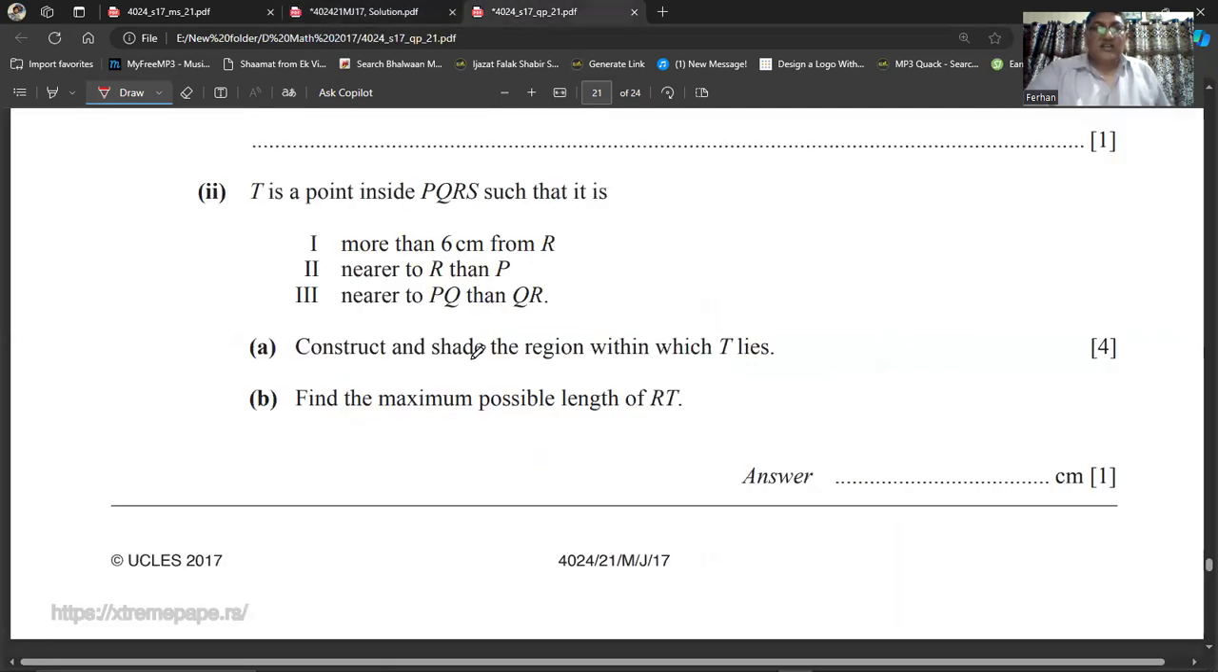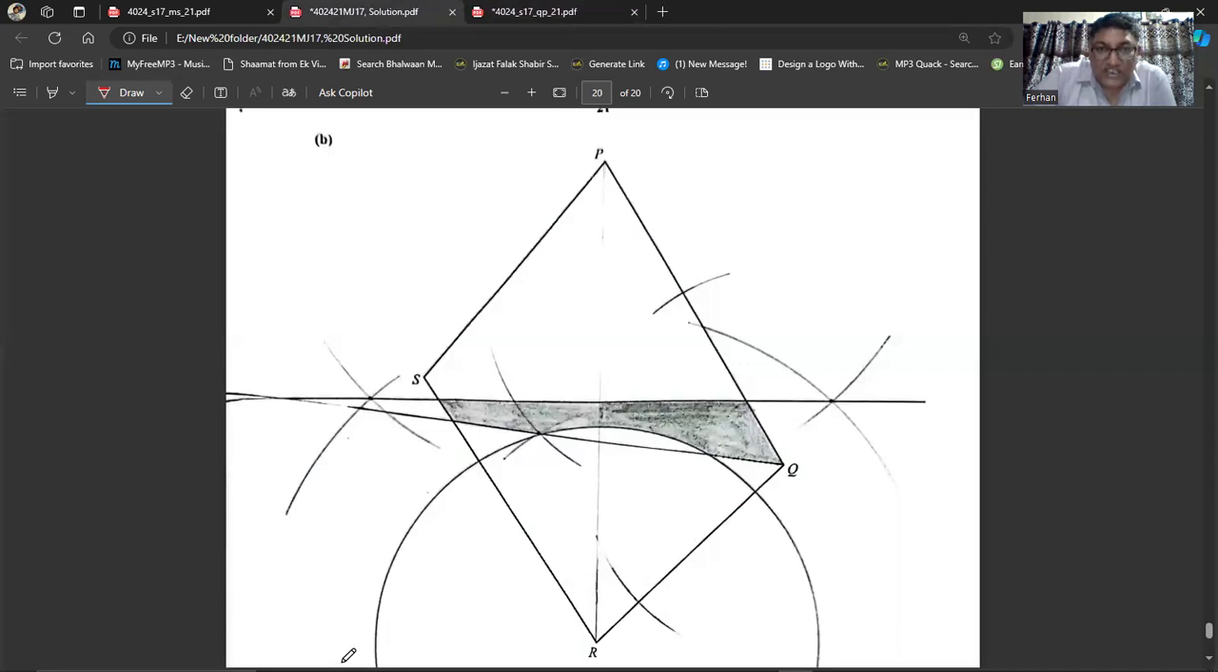Okay. Then he says nearer to PQ than the QR. So here you have to draw the angle bisector of that common vertex, which is Q here. So I will draw the angle bisector of the Q. How do you draw it? PQR. I put my compass here.